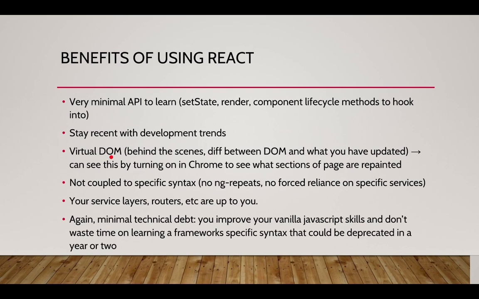So we have the DOM, which is the document object model, and this is basically a representation of the web page, the nodes on it, what's being painted, what's being rendered on the screen. What React does behind the scenes is it has a virtual DOM, which is basically just a copy of your node tree, and it stores it in memory. Every time you make an update, it does a sort of diff between the DOM and what you have updated. And you can actually see this by turning on, in Chrome, the developer tools and seeing what sections of the page are repainted.